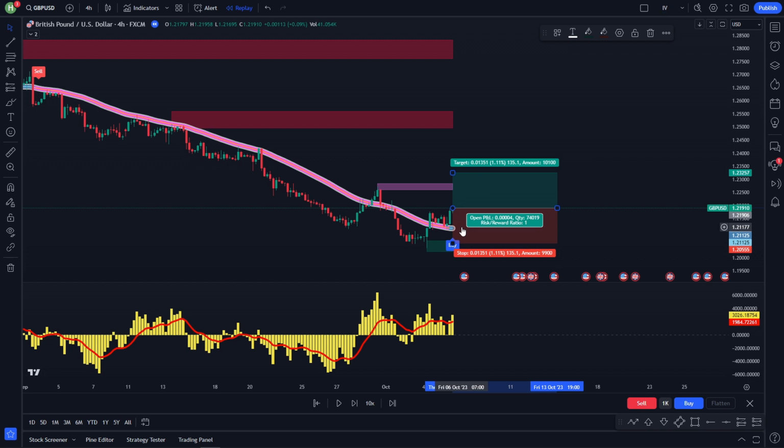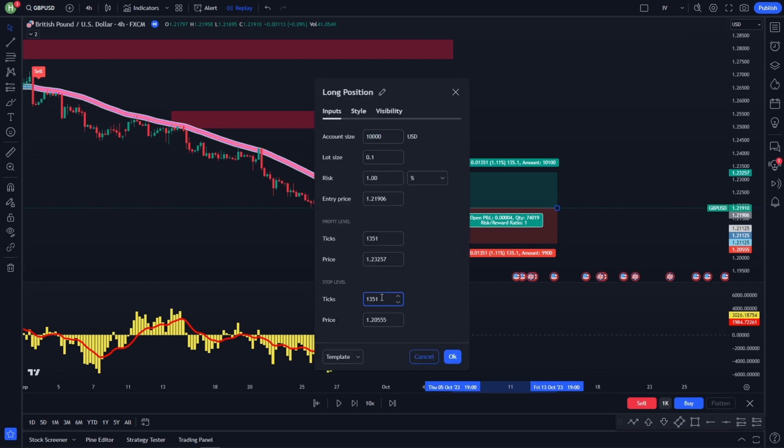For the buy trade, I will place my stop loss below the trend focus and recent market swing, and then aim for double the return.